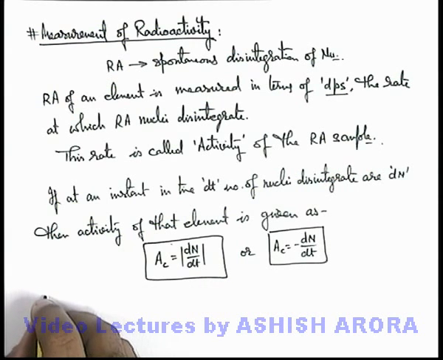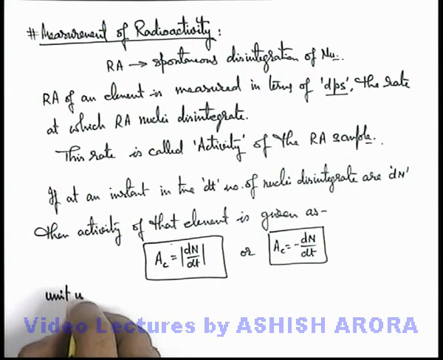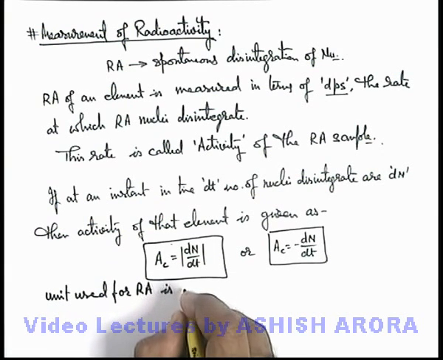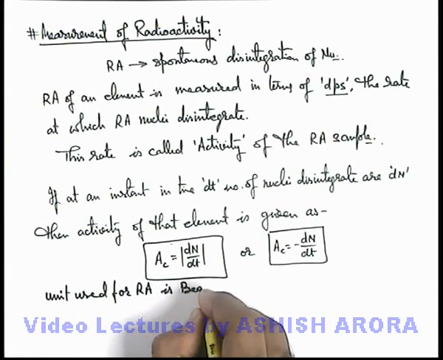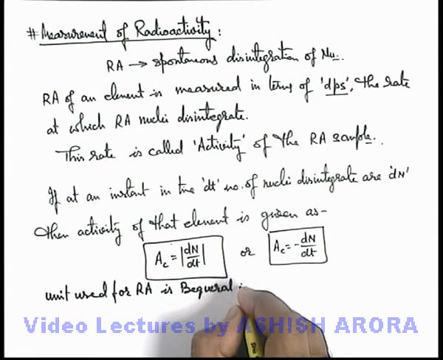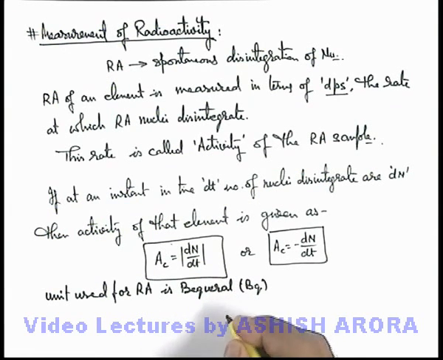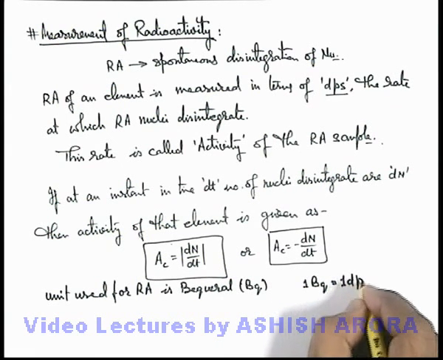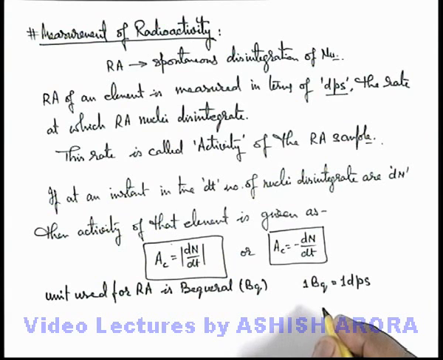And the unit used for radioactivity is, the basic unit used is the becquerel, which is also abbreviated by the symbol Bq, where we write 1 becquerel is equal to 1 disintegration per second. But with time it was seen that the radioactive phenomenon is quite speedy and fast, so the becquerel will be a very small unit. So other units were defined, which are relatively large units.